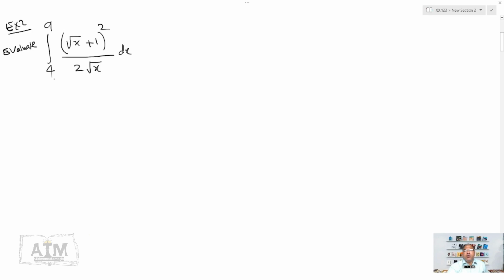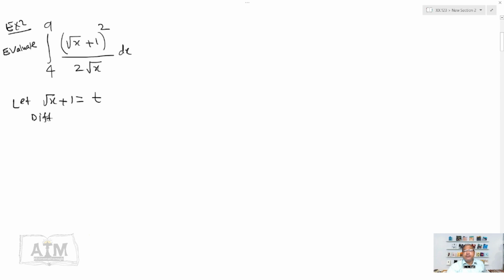Example 2. Evaluate the integration from 4 to 9 of (root x plus 1) whole square upon 2 root x. Here let root x plus 1 equals t. Why? Because the derivative of root x is 1 upon 2 root x. Therefore I selected root x plus 1 equals t, because whenever we have to do the derivative.